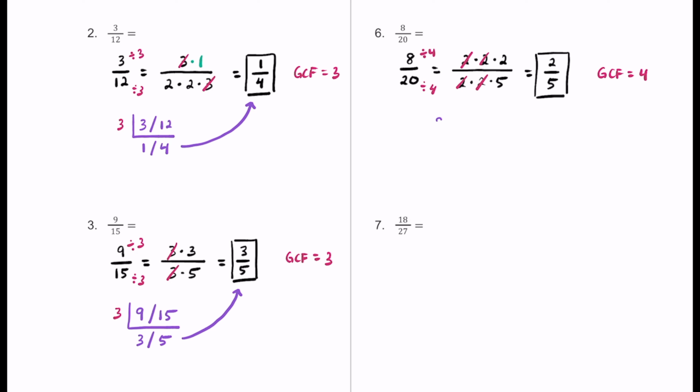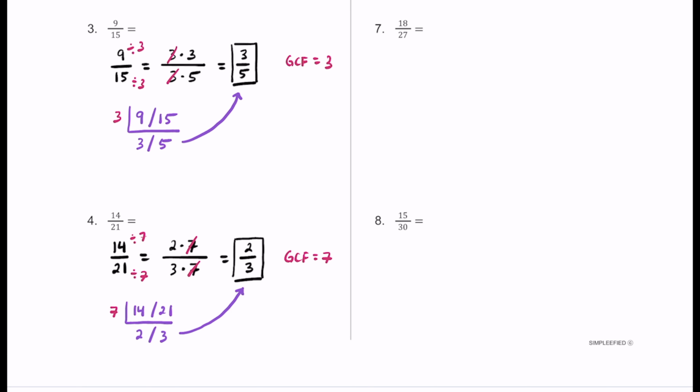Now if we use the ladder method, we can take 8 and 20. This way is definitely faster. And you could do 2 and then 2 again, but I'm just going to go with 4 right from the beginning. 4 goes into 8 2 times, and 4 goes into 20 5 times. So this 2/5 does match this 2/5. For number 7, we have 18/27.